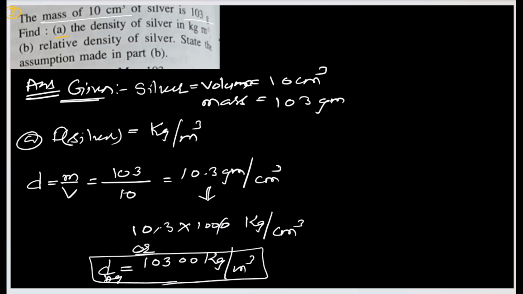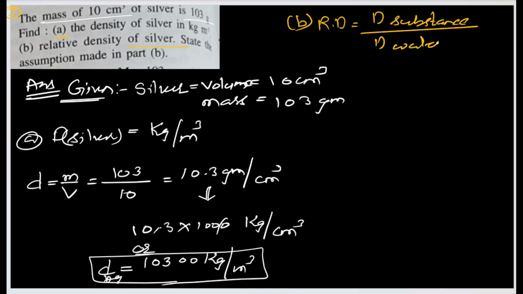Okay. Now the part B. I am using a different shade to make you understand. This one is your part B, relative density of silver. What is the formula of relative density? Density of the substance that you are observing divided by density of water. And if you don't know, copy that. Density of water is equal to 1 gram per centimeter cube. So this is the relation.